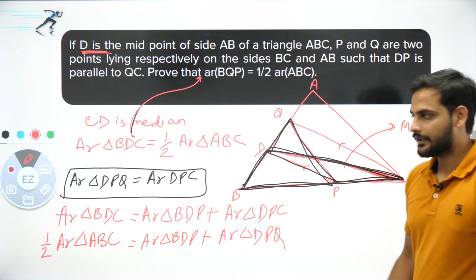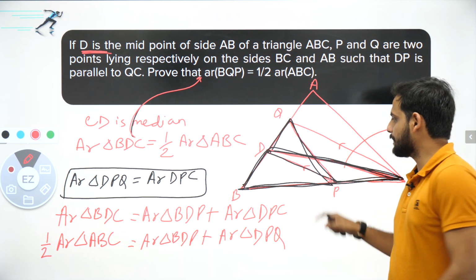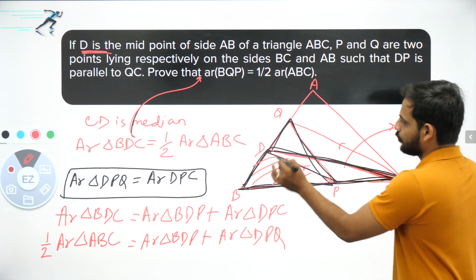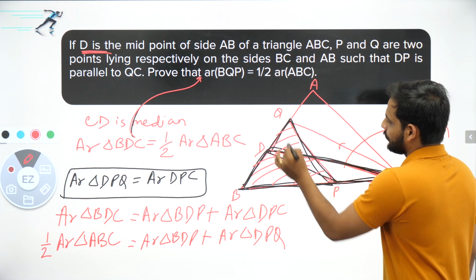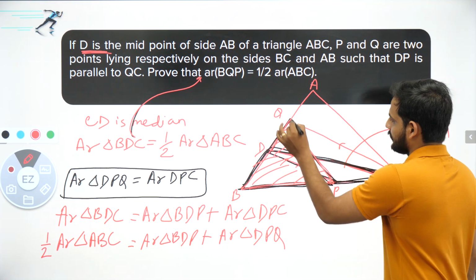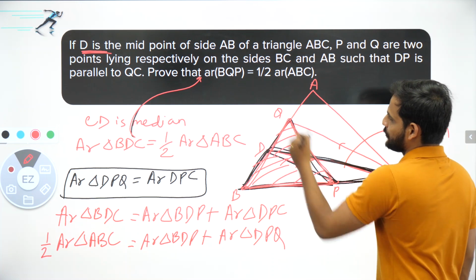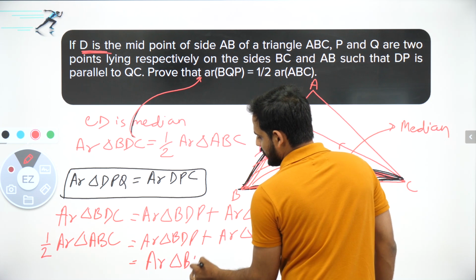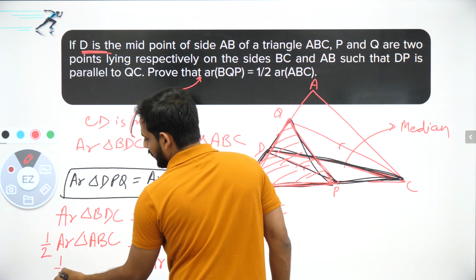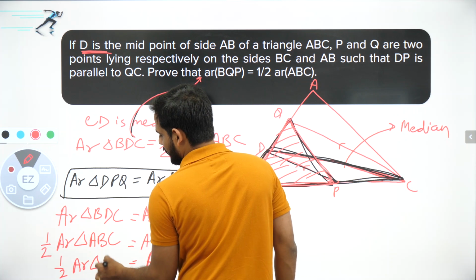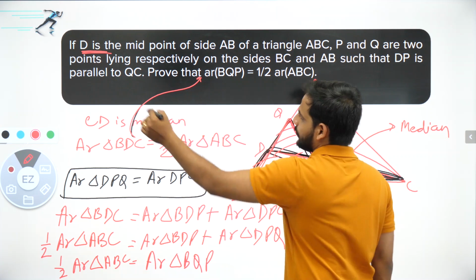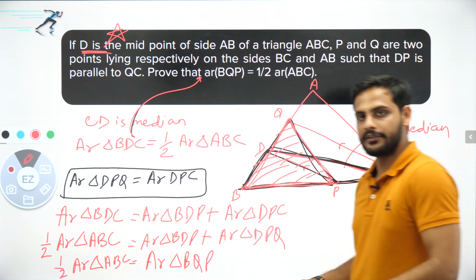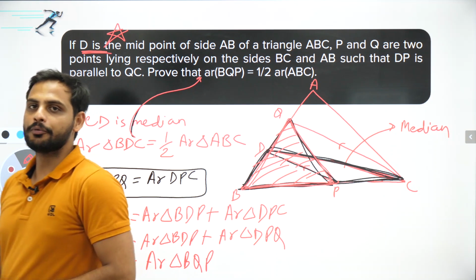Now see, BDP means this part, plus DPQ. DPQ is this part. So ultimately I have got this triangle. Which triangle is it? BQP. So area of triangle BQP is equal to half of area of triangle ABC. It's a very good question. Okay, so this is how it can be proved.